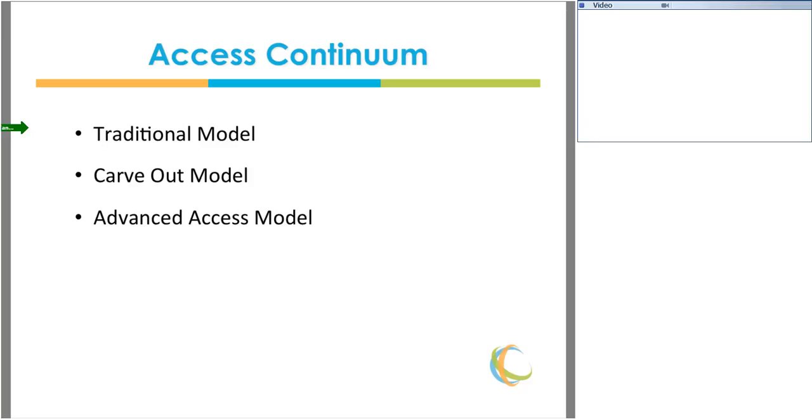So let's move on here. I want to talk about these three models for access, only because they tend to mimic a journey that many of us have taken. And this was certainly our journey 15 years ago, and I see it over and over and over again. What I'd like you to think about is it's kind of a continuum from a traditional model to what we call a carve-out model to the advanced access model. And as I'm speaking, think about where you might fall on this continuum, and frankly, where you'd like to be.